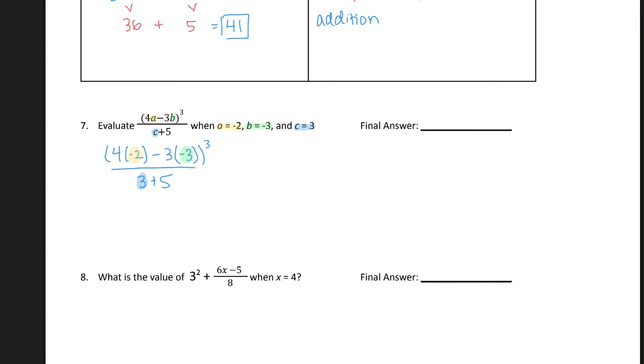Now we need to use order of operations to simplify. So I'm going to start with my numerator, the numbers on top. So first thing I'm going to do here is I'm going to do the 4 times the -2, and then the 3 times the -3. So 4 times -2 is going to be -8. And then here, we're going to be minus 3 times -3. Well, 3 times -3 is -9. So we're going to be minusing -9.